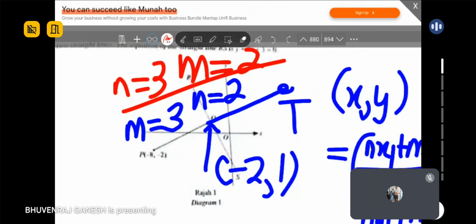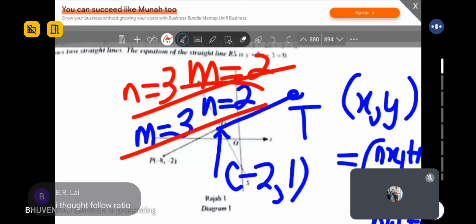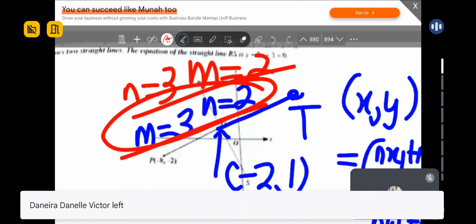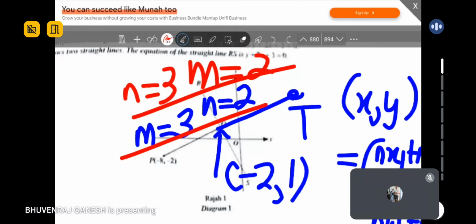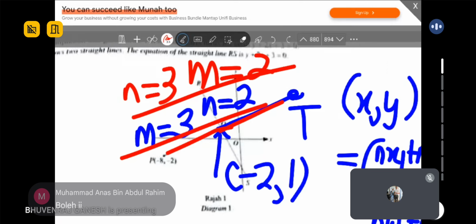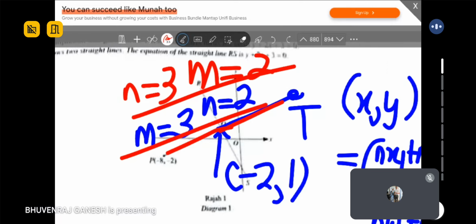Cara kamu guna rumus ni. Okay guys, just now I asked, right? Let's say if I label like this. Sekarang kita fokus yang ni. Yes? Okay. Still correct. I still follow the ratio. Do you see? PQ is 3, QT is 2. I just changed my M and N value. That one won't affect anything. I still follow the ratio. The bottom one is 3, the top one is 2. Only the symbol I change.